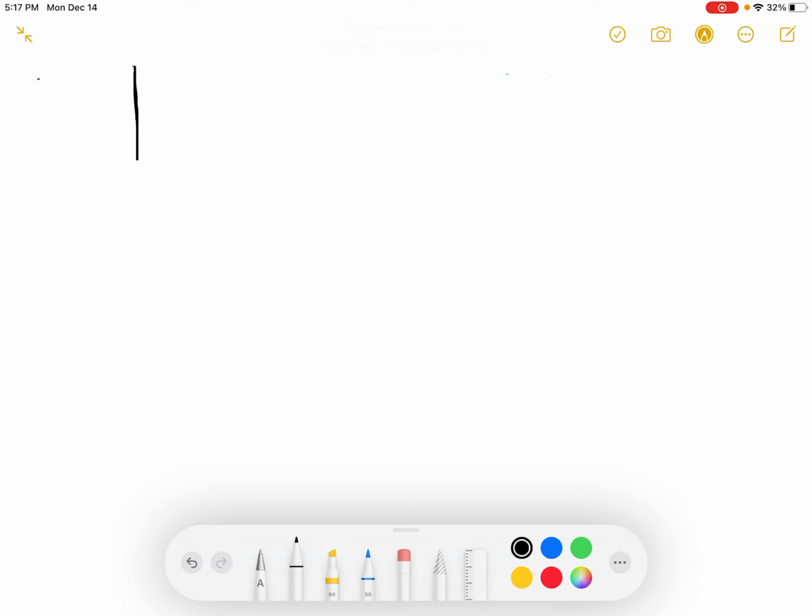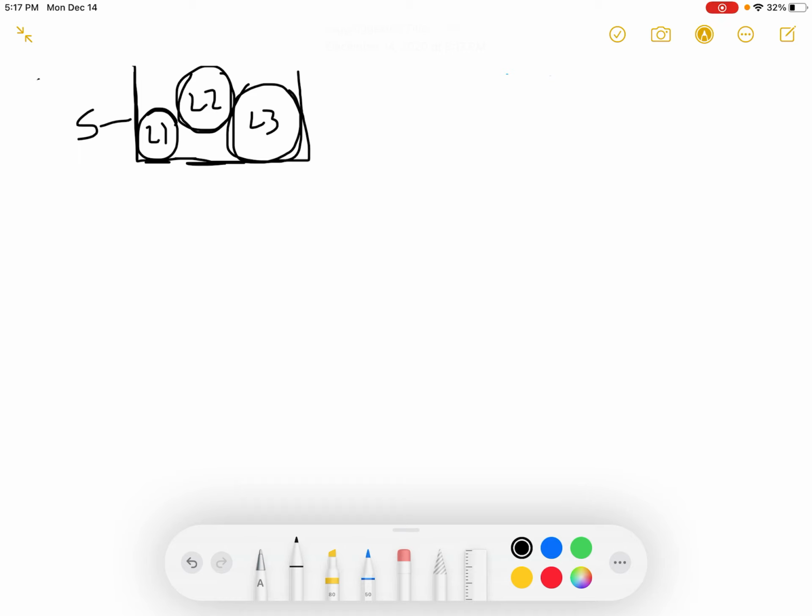So we have a stand. Is that what they call it, a stand? Yeah. Then we have a log here, a log here, and then a log here. And they call this log 1, log 2, log 3, and then stand. We need to make a free body diagram of log 1, log 2, log 3, and the stand. Let's start with log 1.